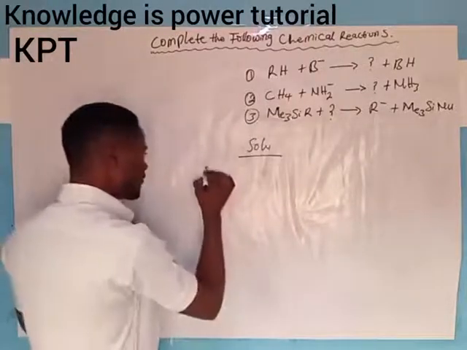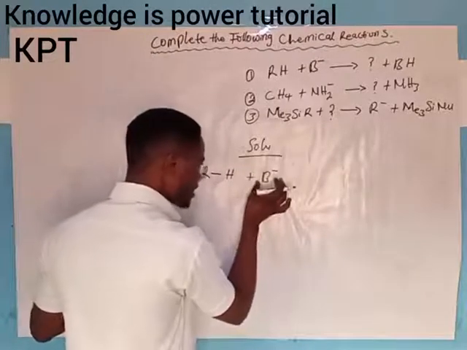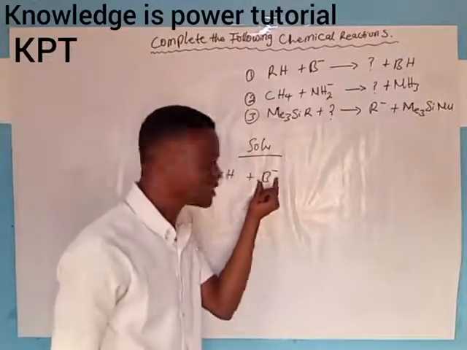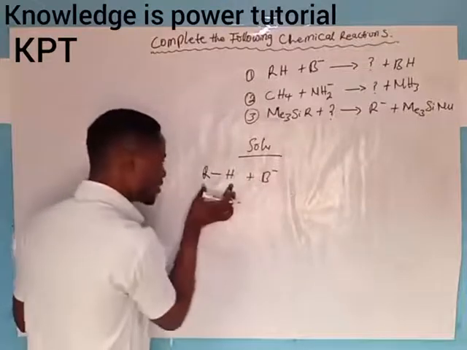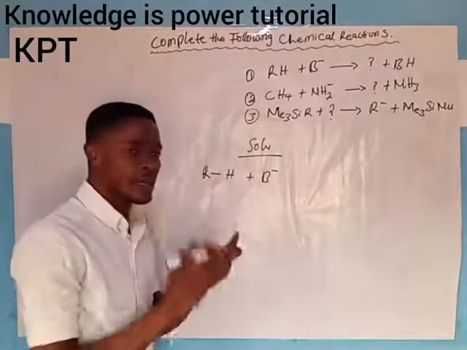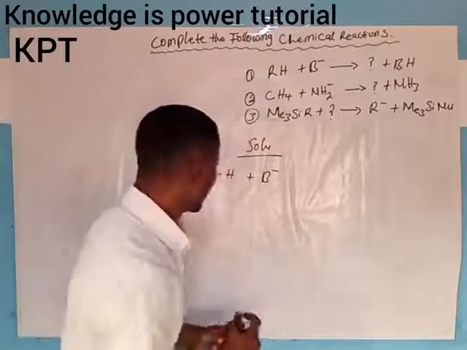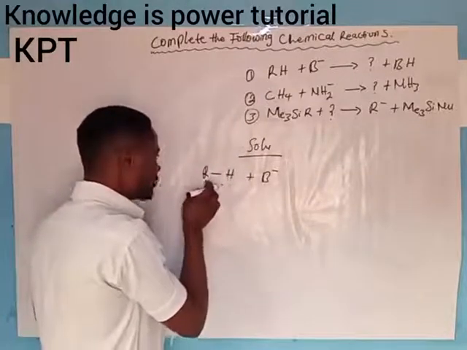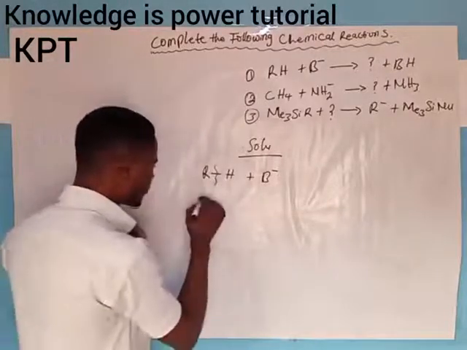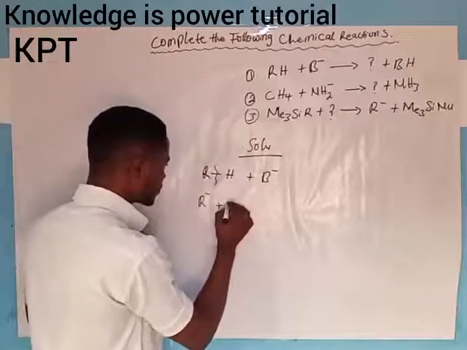So in the first case, we have RH now plus B minus. This B here simply stands for any nucleophile. It means that this is a negatively charged species. And for this negatively charged species to react with a neutral compound, this neutral compound must break in such a way that positive ions will be formed and negative ions will be formed. So it therefore means that this R and H bond will be broken heterolytically. And when that happens, we're going to have R minus plus H plus.